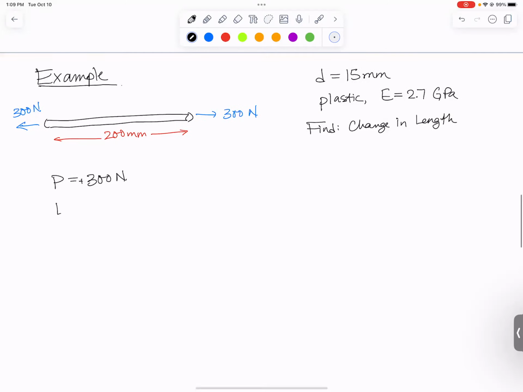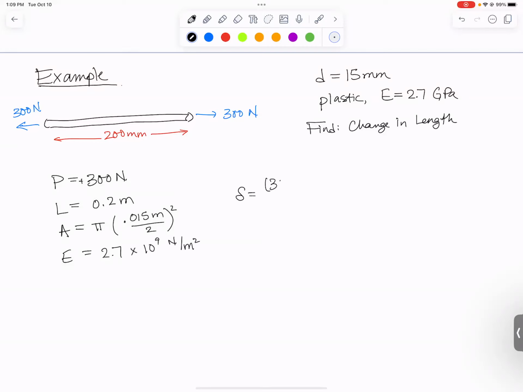The length is 200 millimeters. I'm going to write that as 0.2 meters. The area would be pi times the radius squared. The radius will be 0.015 meters divided by 2, quantity squared. And then Young's modulus we're given is the 2.7 gigapascals. That's times 10 to the 9th newtons per square meter. Let's put it all together.